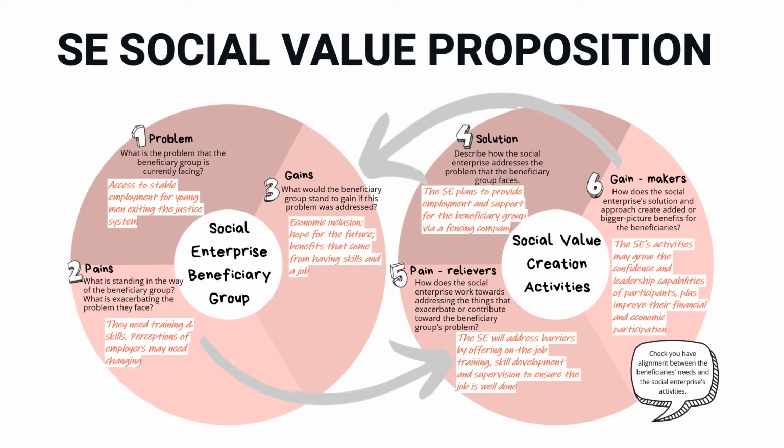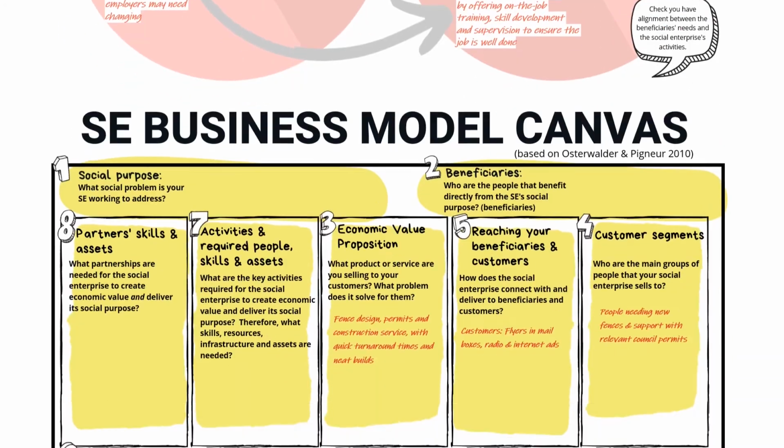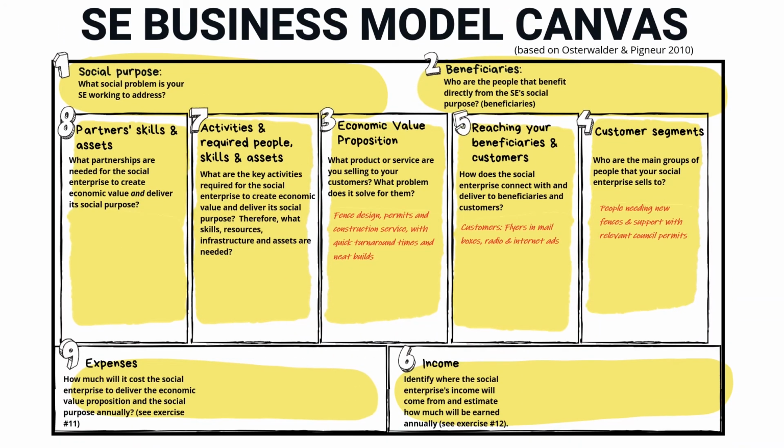We can then use this information to further develop the business model. For example, if we look at the social enterprise business model canvas, in addition to the elements already in the canvas from our last video, we now can add information about the beneficiaries and how the social enterprise will connect with them to deliver the social purpose.